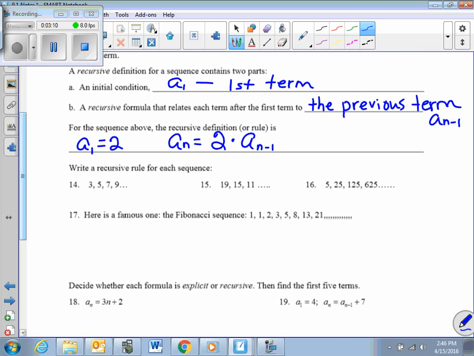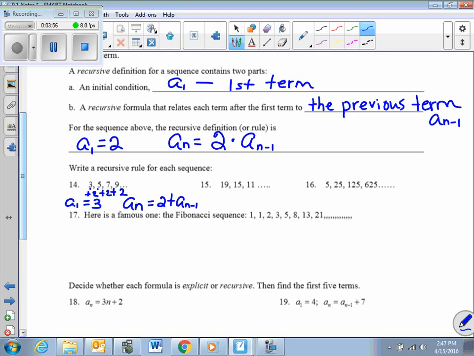All right, so let's write a recursive rule for each sequence. Remember, what we have to do this time is not find the relationship between the term and its place in the sequence, but rather the relationship between the term and the term that came just before it. So let's see what's going on here. From 3 to 5, I add 2. From 5 to 7, I add 2. So it looks like I'm adding 2 every time. So I write down that my first term is 3, and after that, A sub n is 2 plus A sub n minus 1.